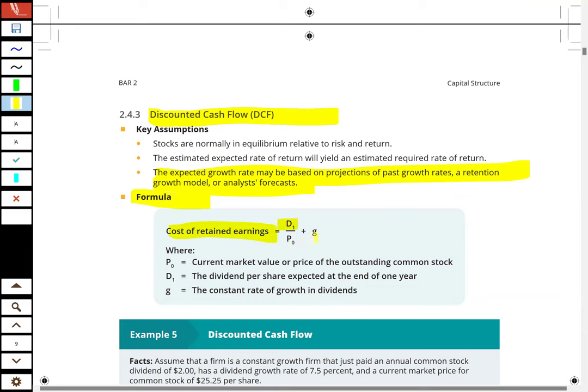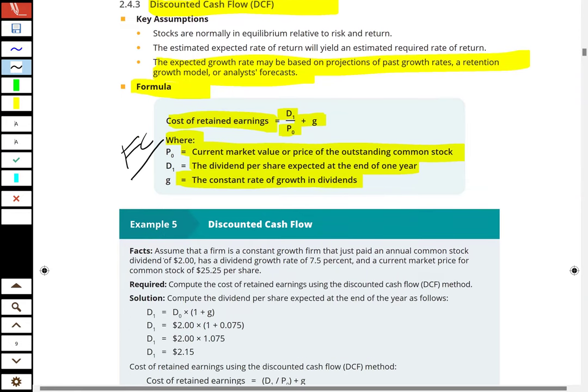Okay. And notice here they say, well, you have your dividend over the current price, and then you add a growth factor to that, and that's going to be the cost of paying dividends, which is the cost of the dividends on your common stock. Not preferred, we already did that for the preferred stock. So we have the current market price of the outstanding common stock, the dividend per share expected at the end of 1 year, and then you bring in that constant growth rate. So again, very formula driven part of our discussion for the exam.